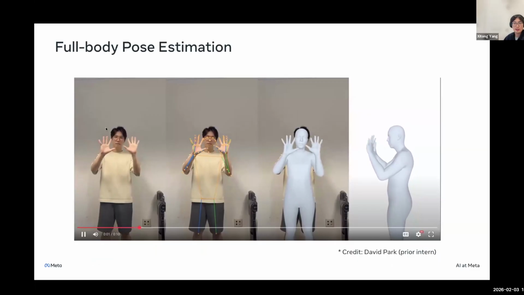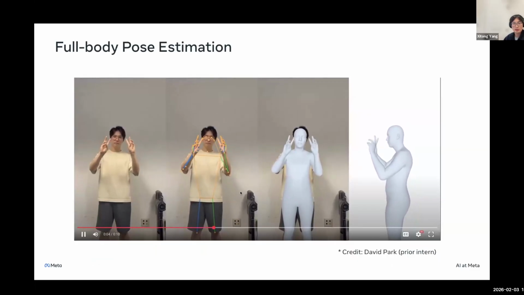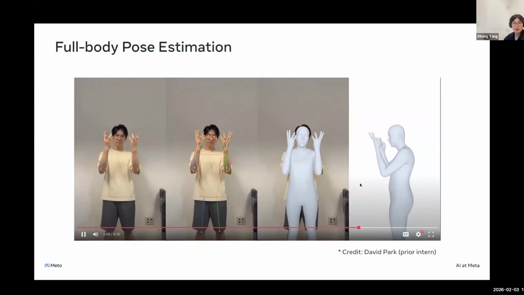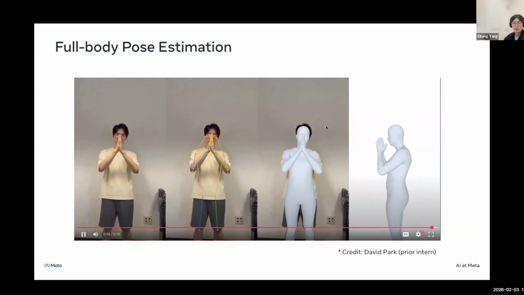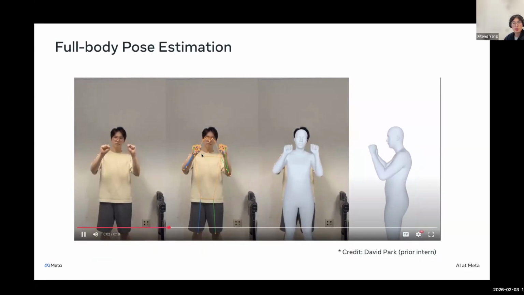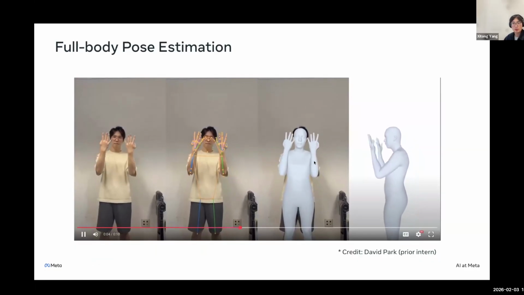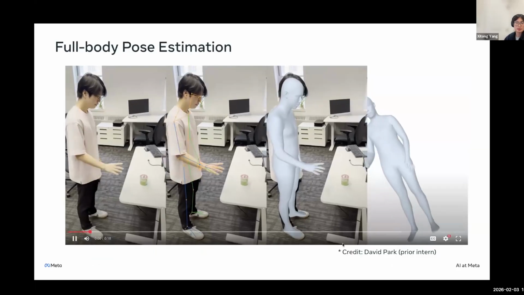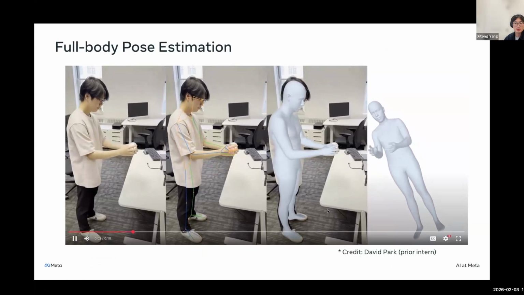Here is just some visualization. This is a test case we use internally. It's one of our interns. This is to showcase that even though our model is an image-based model, we can generate consistent full body pose estimation results, including the body and also hands. Here's another example.